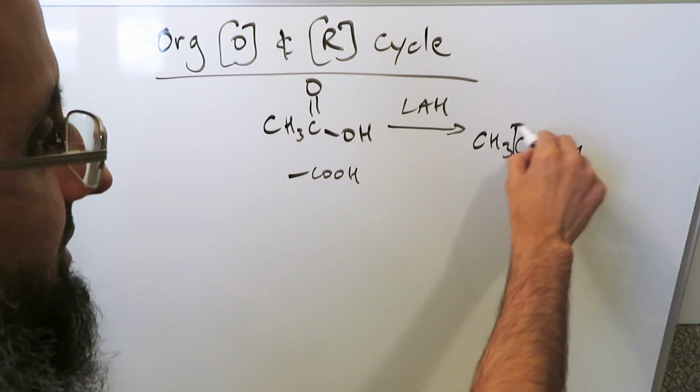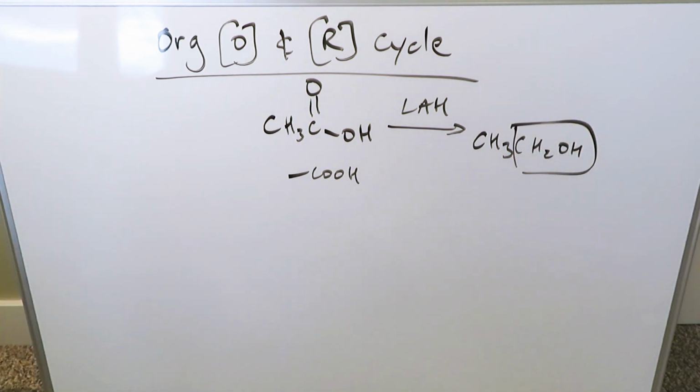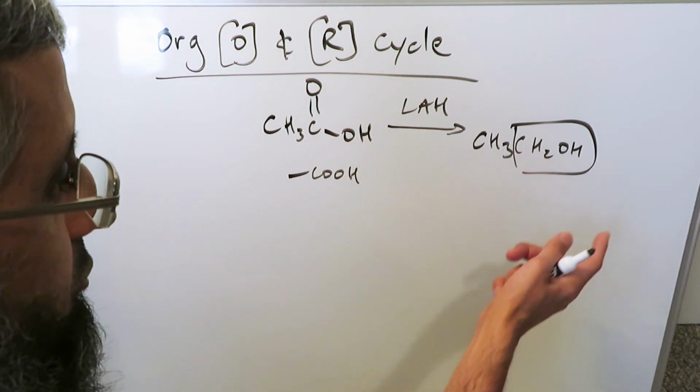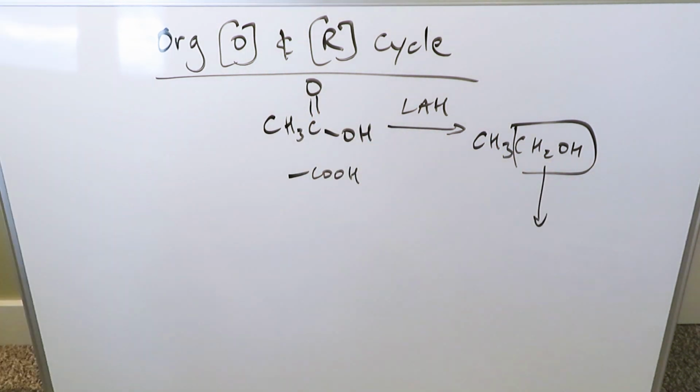CH3CH2OH. Your carboxylic group has been converted into an alcohol, and it's a reduction step, and you've noticed an oxygen has been lost. Here we had one hydrogen, now we've added two more. We've reduced it. What can we do over here?